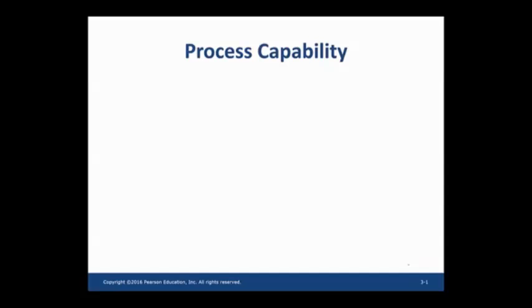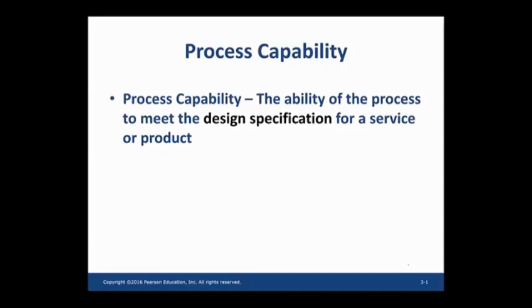Alright, in this video I discuss process capability. What do I mean by the process capability? Definition is the ability of a process to meet the design specification for a particular service or a product. So in this case, design specification has two things. One is the nominal value and a tolerance. The nominal value is a value that is targeted by a process. A tolerance is an allowance given.